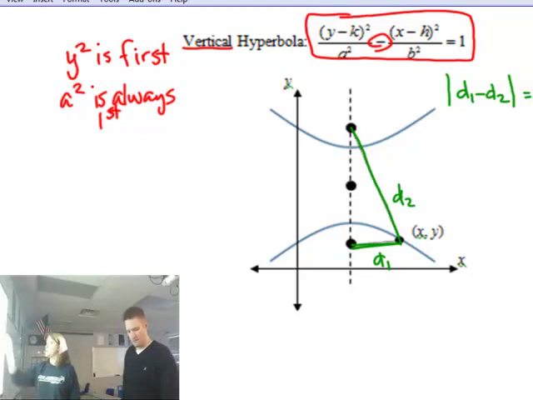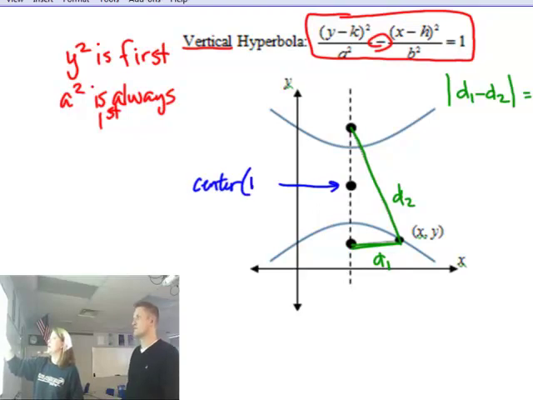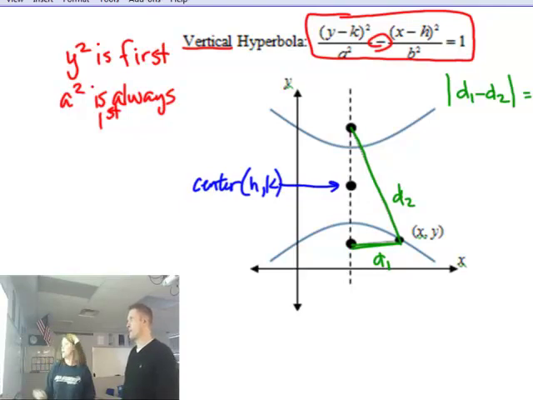That's the definition. So this is going to be our center, right in the middle. And again, you can probably guess by now what the center is going to be. HK. You said that the distance to the foci was C, and you're absolutely correct. So this distance here is C. This would be my first focus, and here is my second focus.